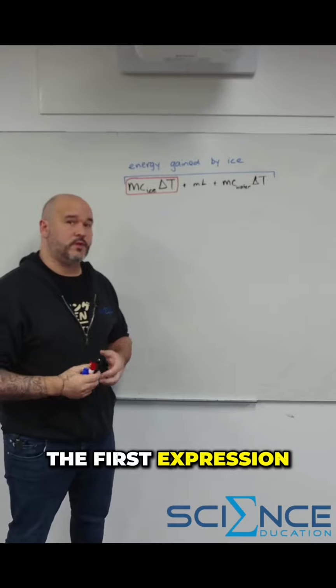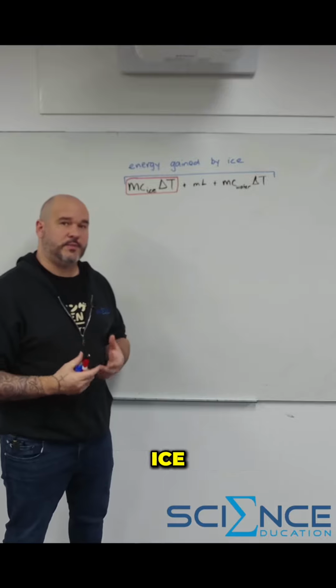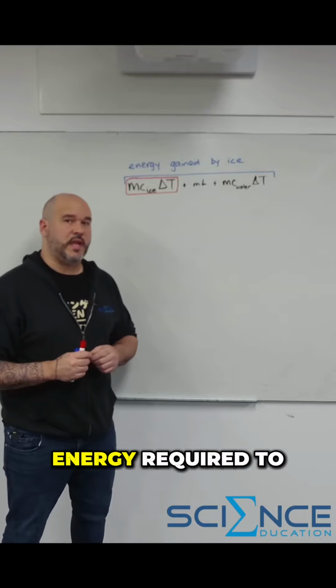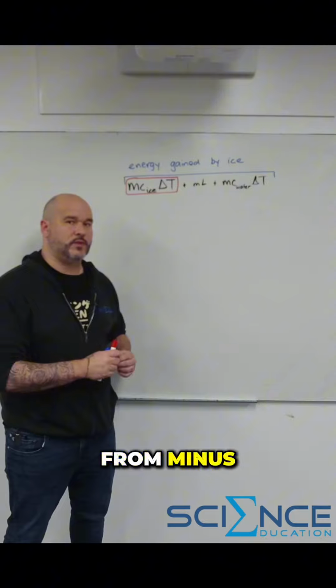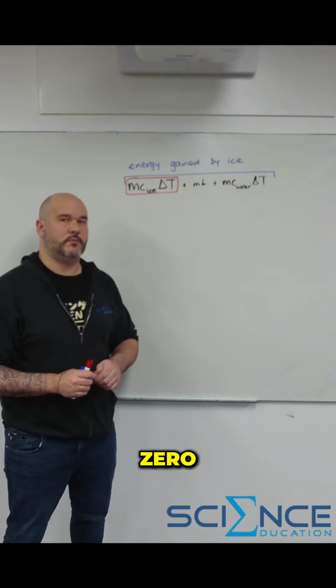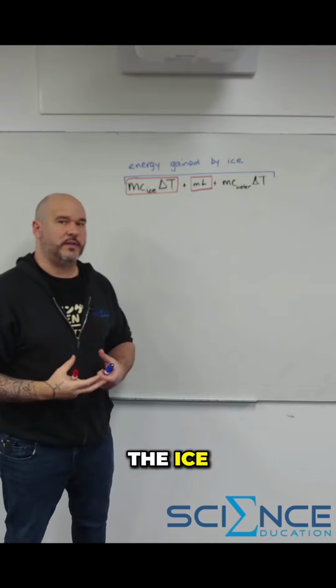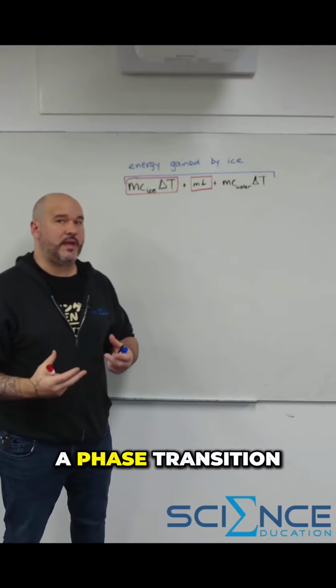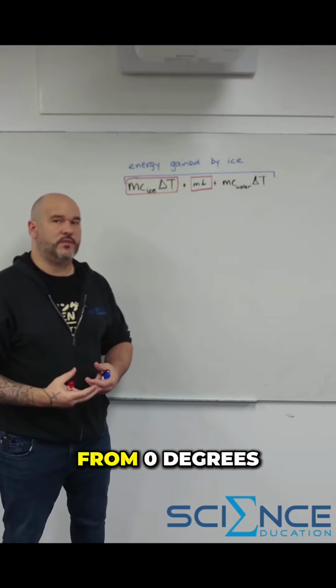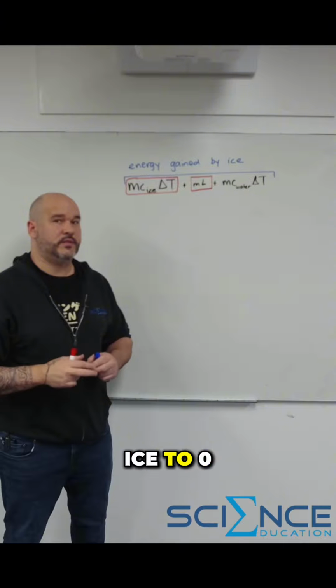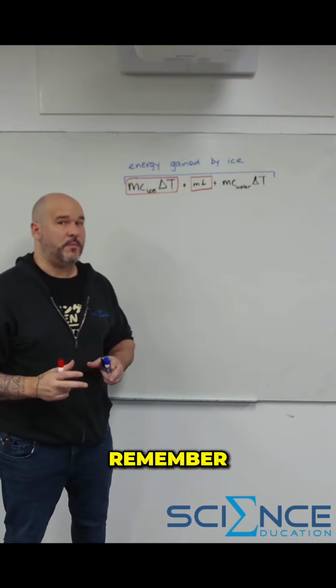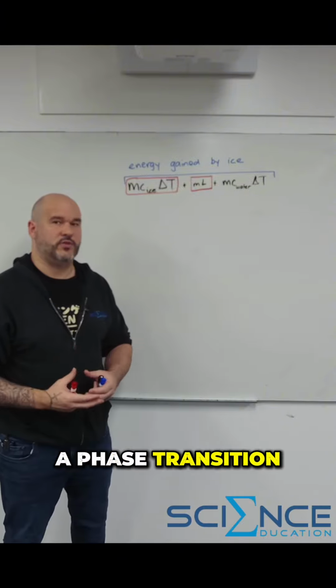The first expression denotes the energy gained by the ice before it starts to melt. This is the energy required to get the ice from -20 to its melting point of 0. The second term, ml, is the energy required to melt the ice. So this is where it undergoes a phase transition and it changes from 0 degrees Celsius ice to 0 degrees Celsius water. Remember, there is no temperature change in a phase transition.